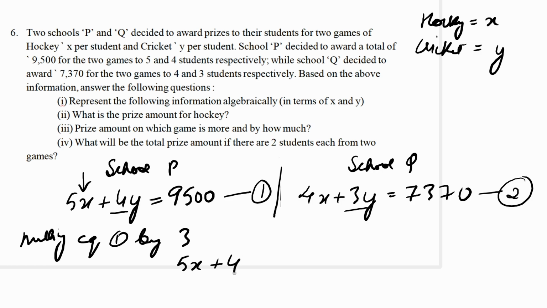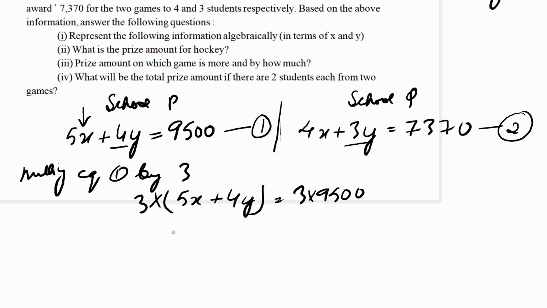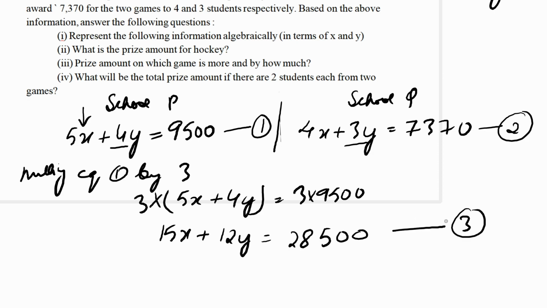3 into 5x plus 4y is equal to 3 into 9,500. So what will happen? 15x plus 12y is equal to, 5 3s are 15, 9 3s are 27, 28,500. This will become one equation. Let's call it equation number 3.